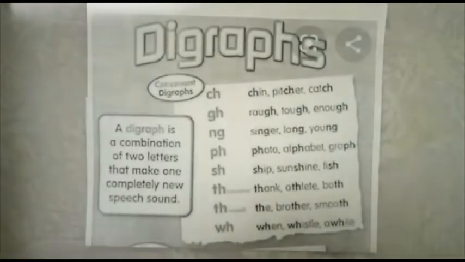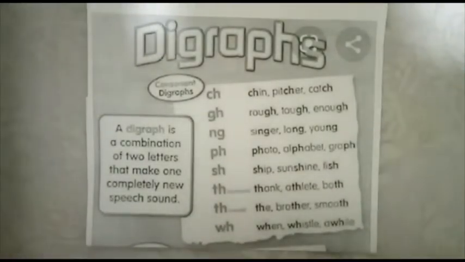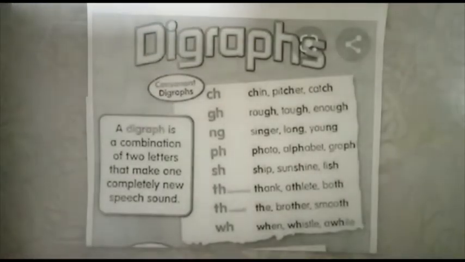Before doing the exercise, first we have to know what a digraph is. A digraph is a combination of two letters that make one completely new speech sound. For example, CH. When C and H letters come together, they make the sound ch. Chin, picture, catch. After that, GH. When G and H letters come together, they can make the sound F.